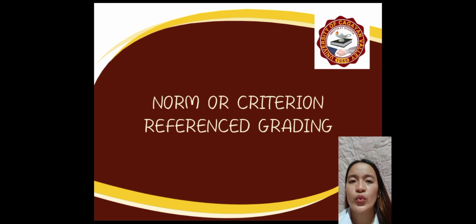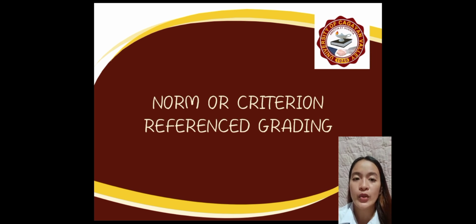When it comes to norm reference grading, remember that we are going to assess an individual's performance in the test in comparison to the performance of other test takers within the group. In criterion, we are going to assess an individual's performance in the test in terms of set of standards or criteria.